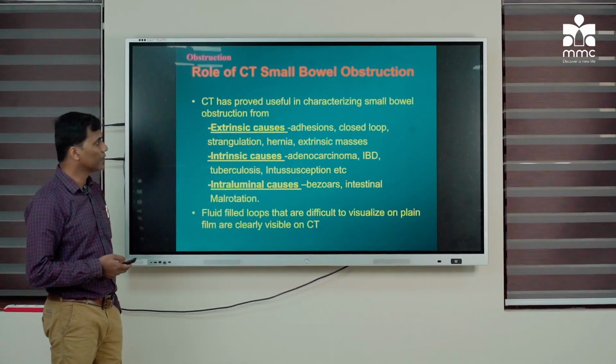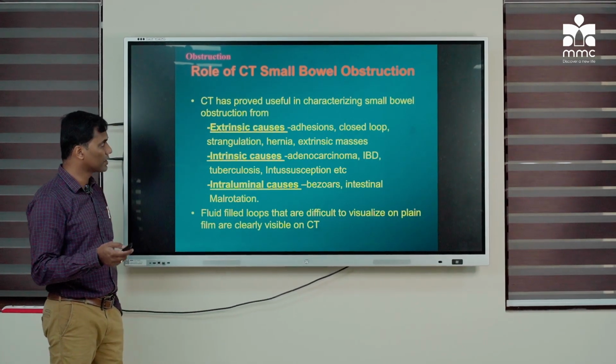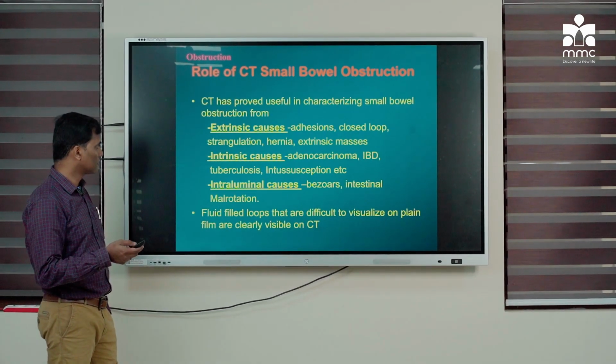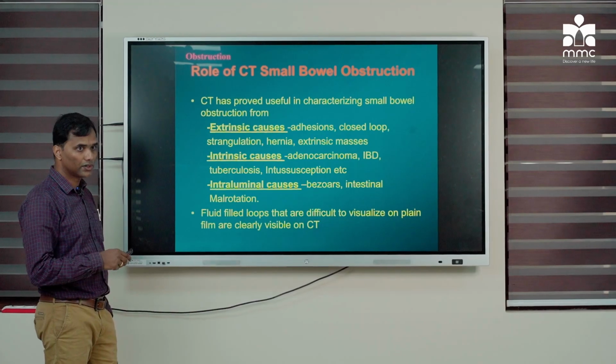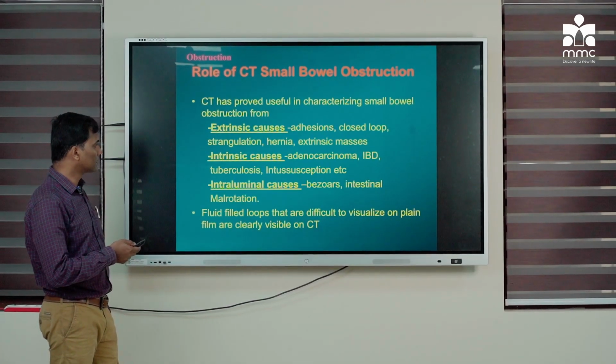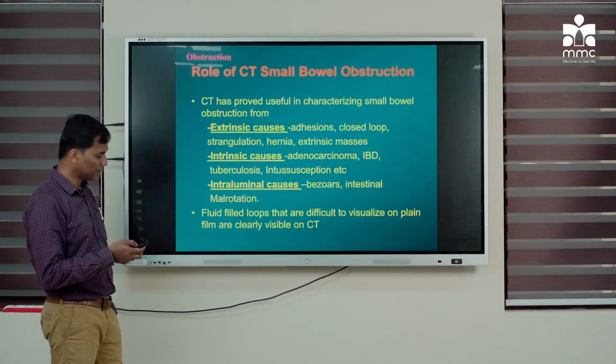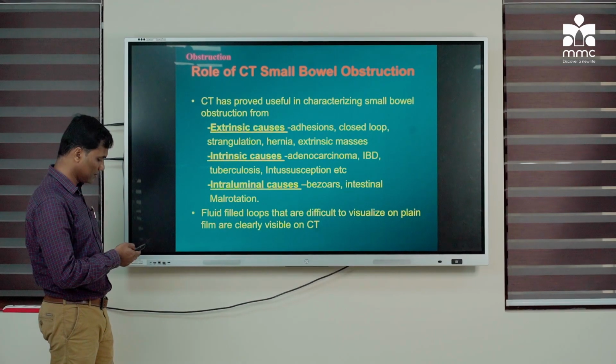So what is the role of CT in obstruction? CT has proved useful in characterizing small bowel obstruction from extrinsic causes like adhesions or strangulation, or intrinsic causes within the wall, any mass, TB, etc., and intraluminal causes like bezoars or intestinal malrotation. So CT is always better.